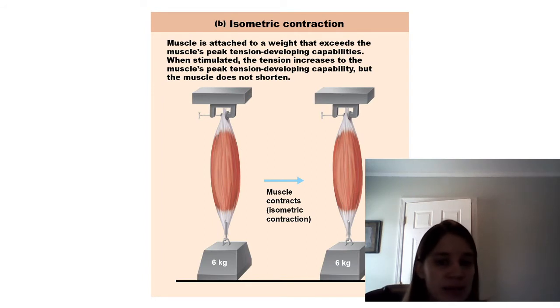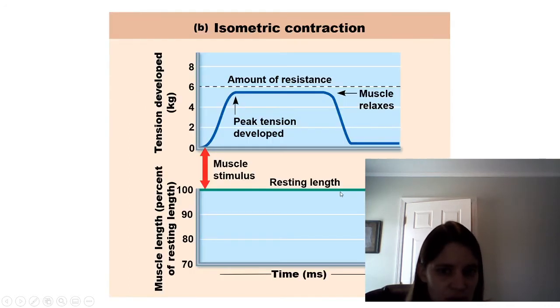Isometric is going to be something different, right? So the muscle is holding this weight, the muscle contracts, but it's not actually shortening length, right? So same deal here, you get tension, muscle relaxes, but muscle length is always the same.